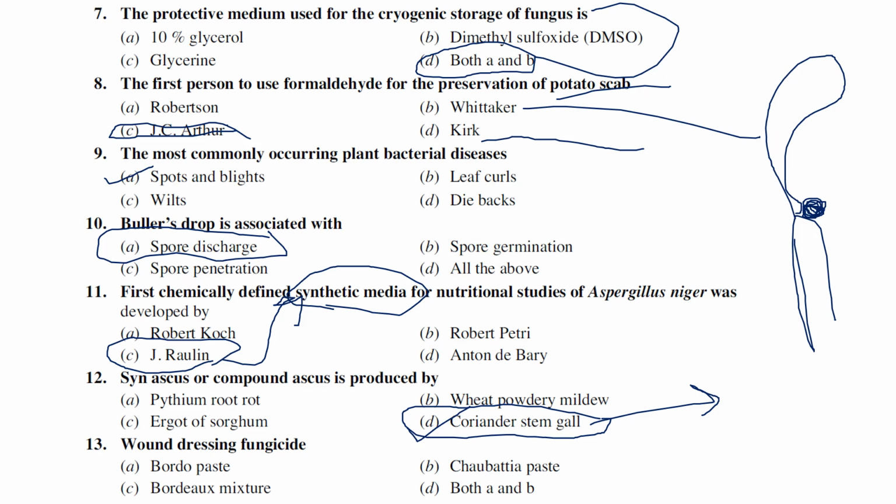Wound dressing fungicide. Which of the following is a wound dressing fungicide? Bordeaux paste, Chaubattia paste, Bordeaux mixture, or both A and B. Generally, paste-type substances, Bordeaux paste or Chaubattia paste, are recommended for wound dressing. Once we observe wounds on plant surfaces, or after grafting or some other operations, if any wounds are observed, they can be covered using these paste-type substances. So the answer is Bordeaux paste and Chaubattia paste can be recommended as wound dressing fungicides.